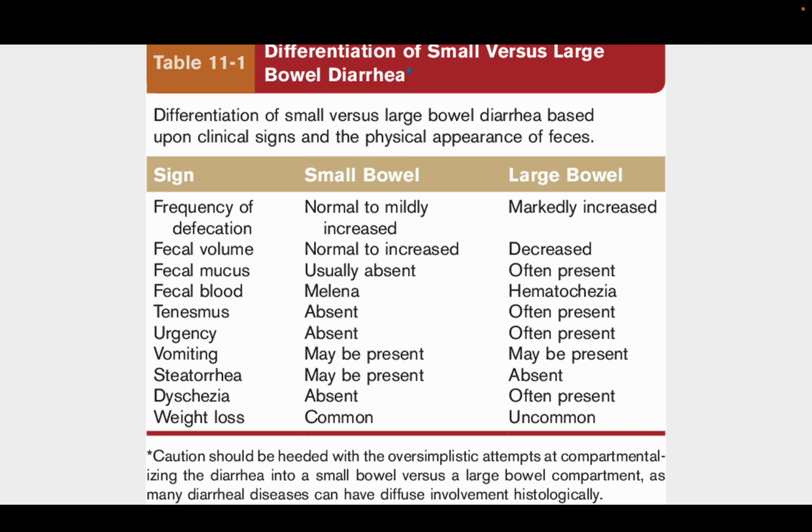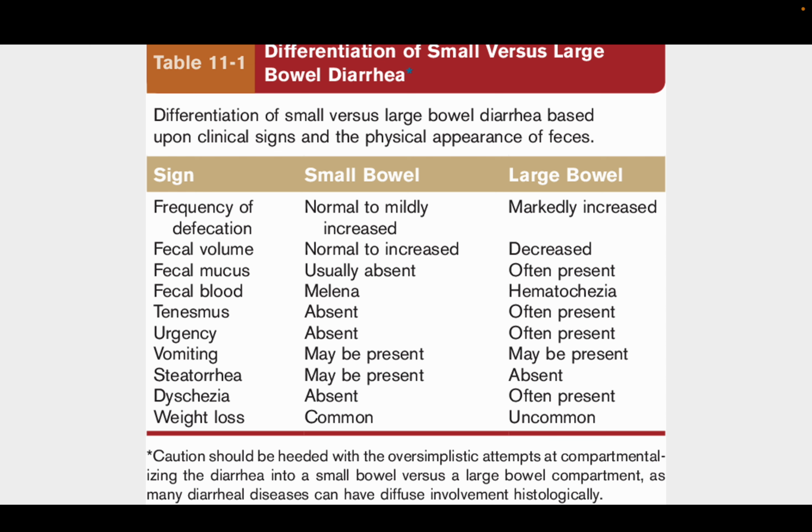Stool frequency is normal in small bowel, whereas frequency is increased in large bowel because of rectal stimulation. There is urgency. Fecal volume is increased in small bowel, whereas it is decreased in large bowel. Mucus is generally present in the large bowel. Fecal blood, hematochezia, is present in the large bowel, whereas melena, black-colored stools, is in small bowel. Tenesmus, the rectal urgency, is present in large bowel. Urgency is more present in large bowel. Vomiting can be present in both; it depends on the cause.